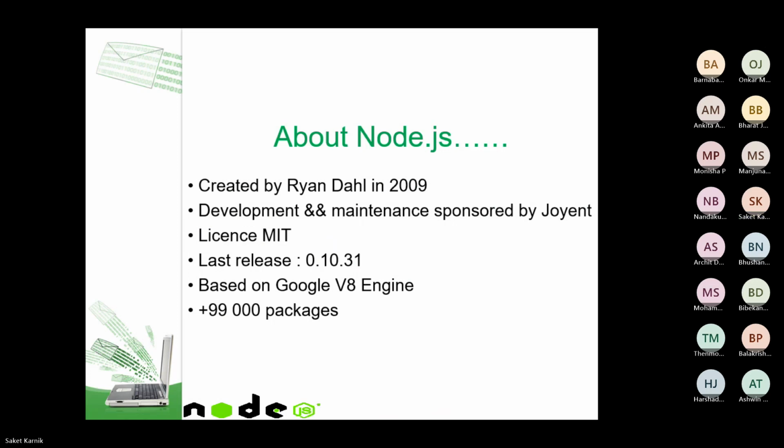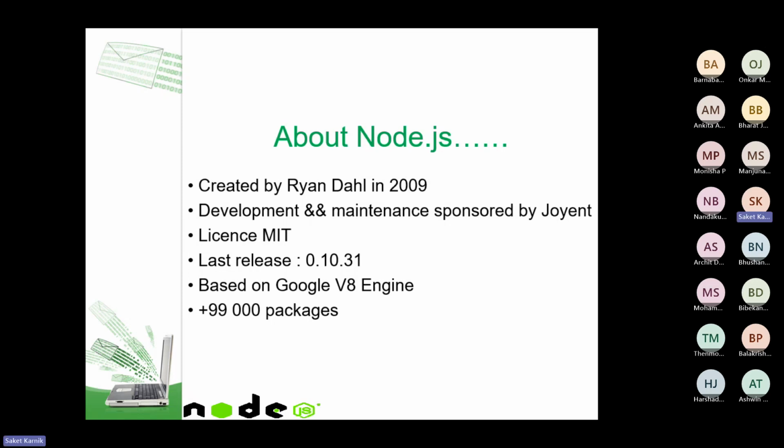Who created Node.js and when was it introduced to the world? It was created by Mr. Ryan Dahl in 2009. Before that, there was no existence of Node.js even as a term. Development and maintenance was sponsored by Joyent, a small organization at that point in time. Licensing taken care of by MIT.